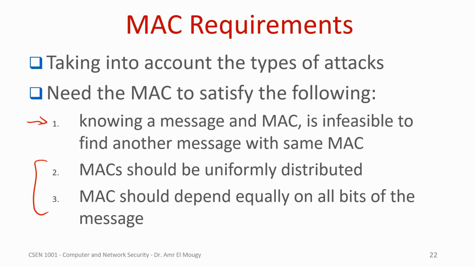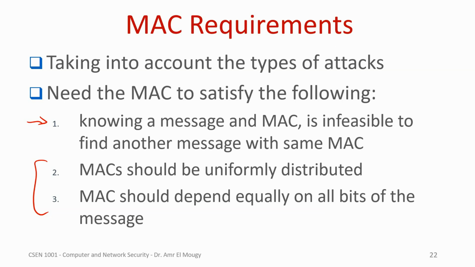And here are two requirements that are very important in this regard. First of all, the message authentication codes, the output of the MAC algorithm, should be uniformly distributed, meaning that there is no pattern that is more likely to occur than the other. And the MAC should depend equally on all bits of the message. Otherwise, the attacker will know that this part of the message has a larger effect on the output than the others and can exploit it to reduce the search space.